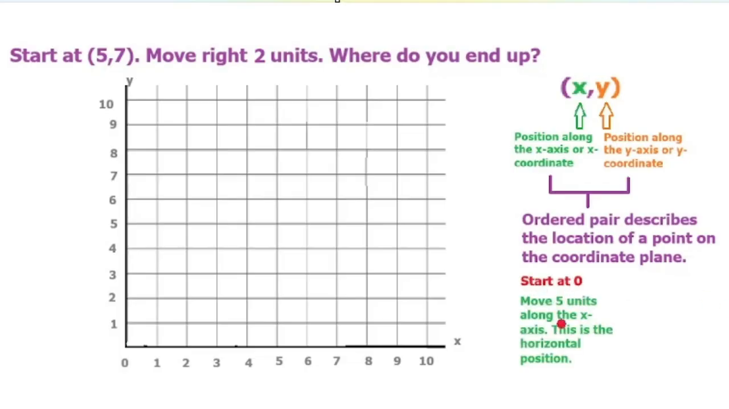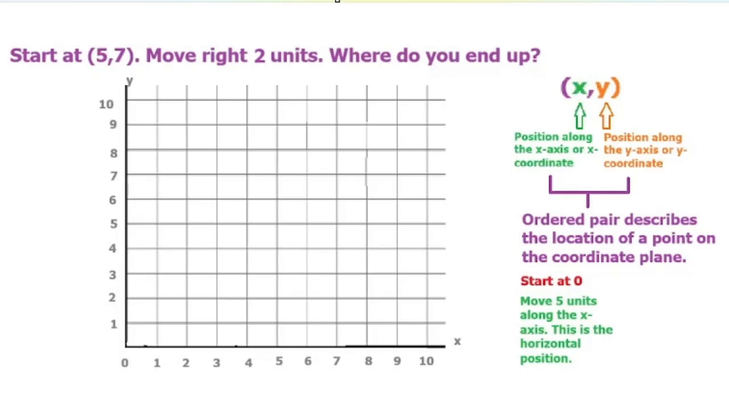So we start at 0. We move 5 units along the x-axis. This is the horizontal position, right? We know we move 5 because it tells us 5. And we know the 5 is the x, right?